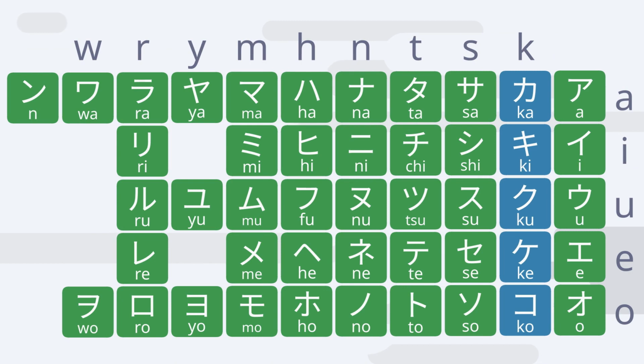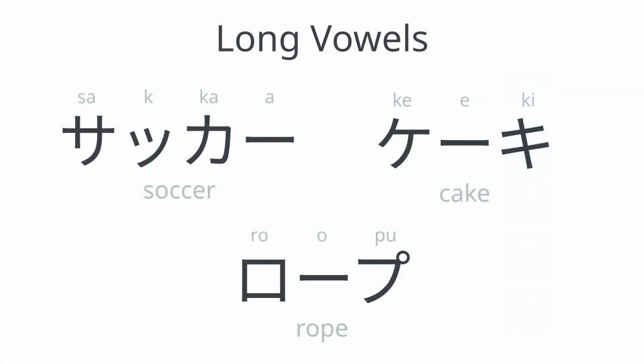In this lesson, we'll learn the characters ka, ki, ku, ke, ko. Before we begin, let's talk about how to create long vowels in katakana. In hiragana, we would create long vowels by adding a vowel to the end of a character. In katakana, we would add a line to the end of a character to extend the vowel sound. For example, sakka, which means soccer, keiki, which means cake, rope, which means rope.